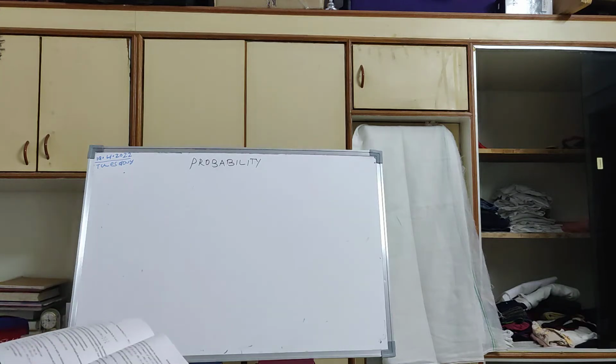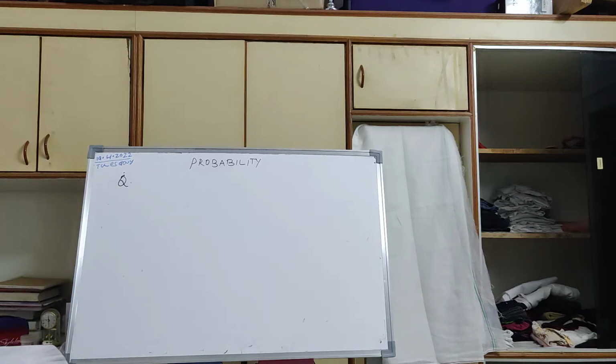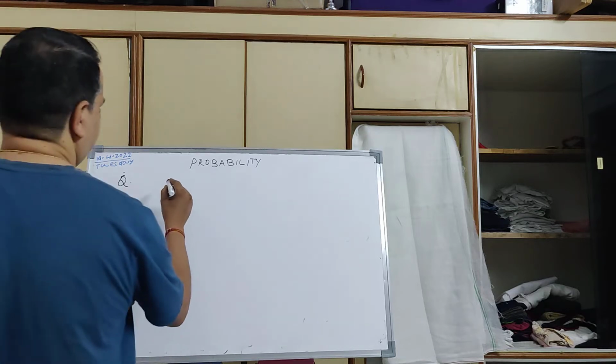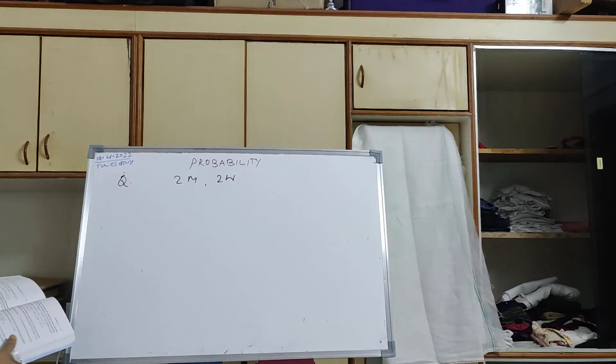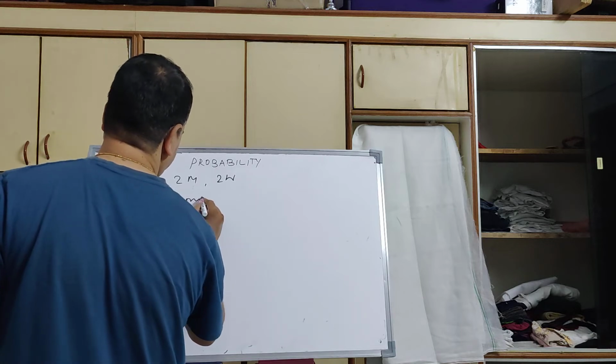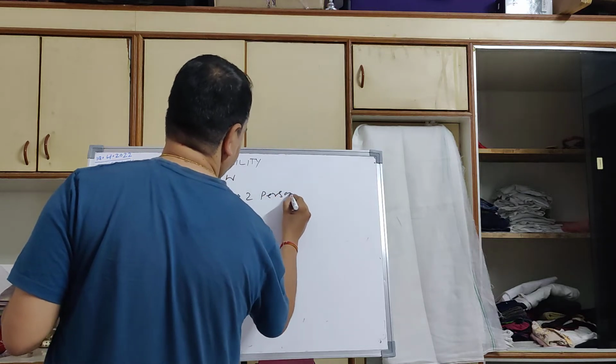So let us do one numerical where the concept of combination can be used. The question is, a committee of 2 persons is selected from 2 men and 2 women. So we have 2 men and 2 women, and we are forming a committee of 2 persons.